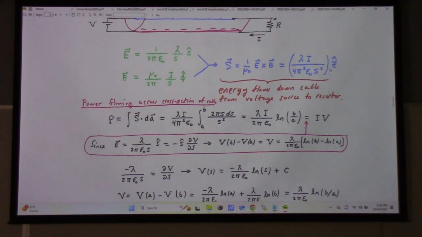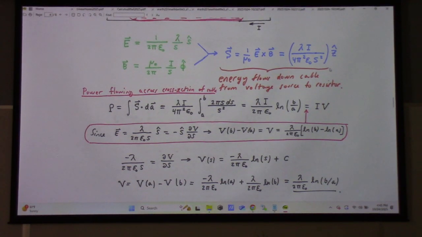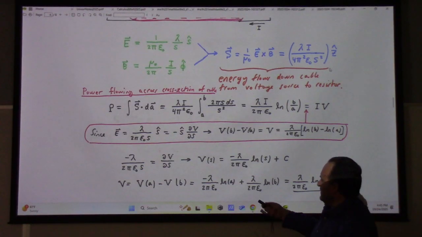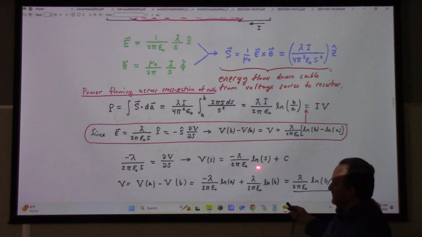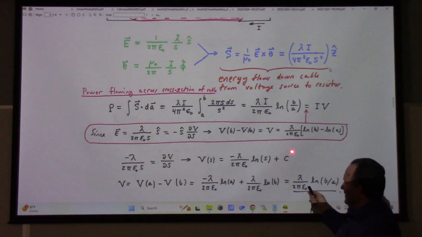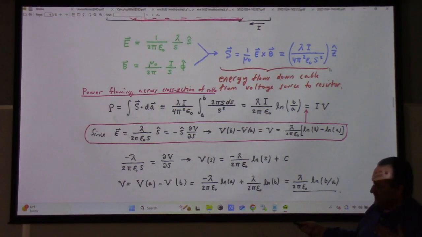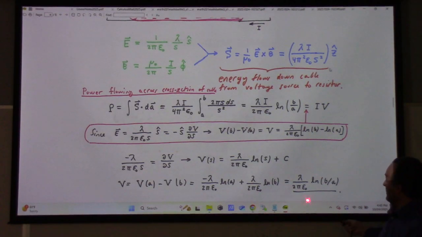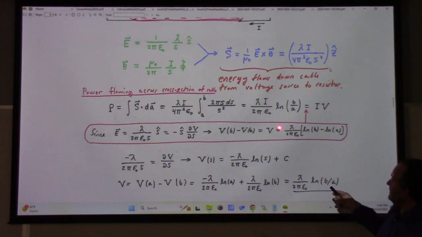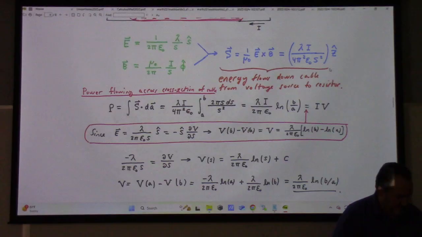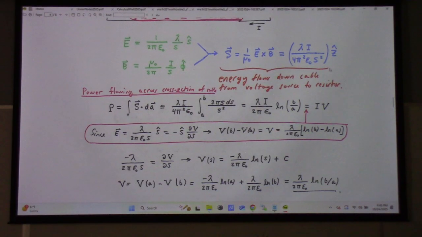And as such, we have the voltage at A minus the voltage at B, or the potential rather. Generically speaking, if we take the antiderivative, we get log of s plus some constant. Who cares what that is? If we take the difference in potential, the constants cancel, and we just get back to that, which is why we can go from this to IV. Again, the power is IV, but now we see that also through the lens of the Poynting vector carrying energy down the coaxial cable.